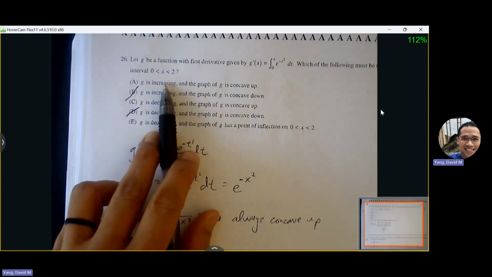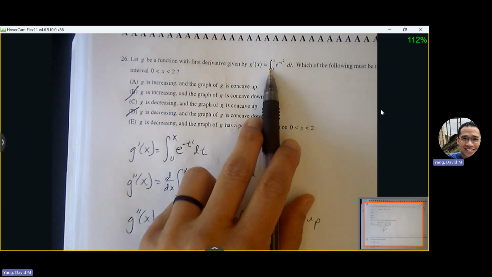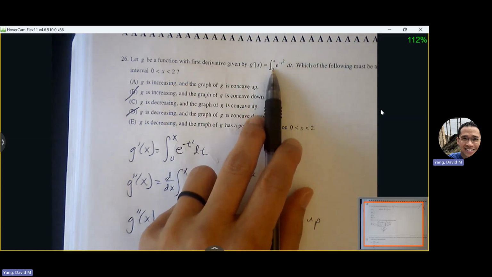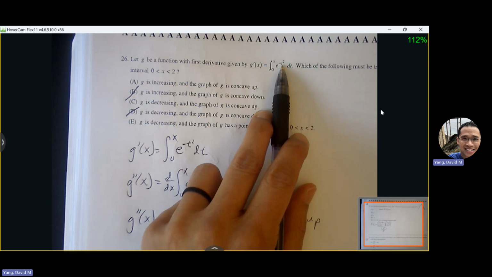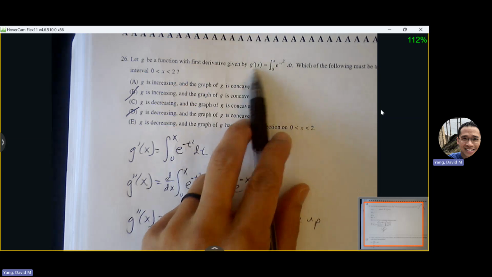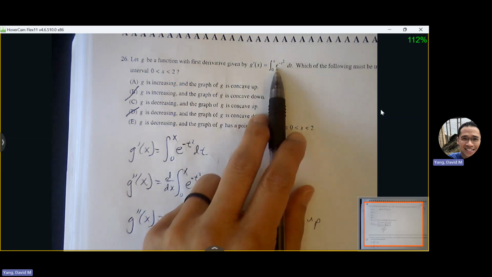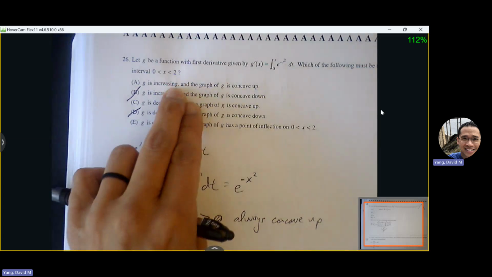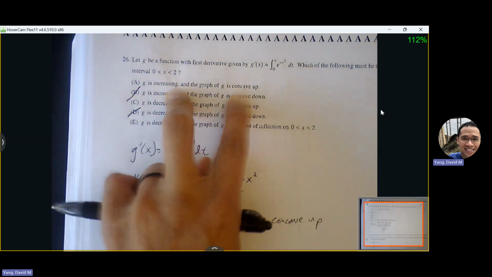And we know g is increasing because if I plug in any value here from 0 to x, e raised to any number, even though it's negative, I'm still getting a positive value always. So my g prime is always positive as well. So positive g prime, positive g double prime. My graph must be increasing and my graph must be concave up.